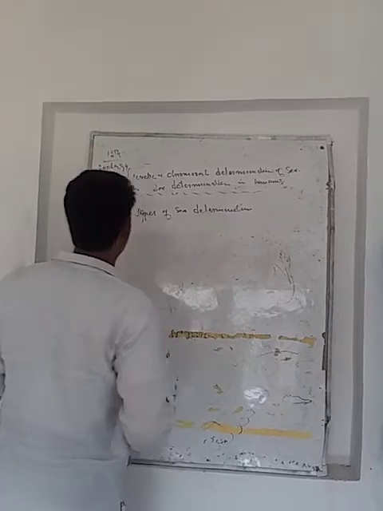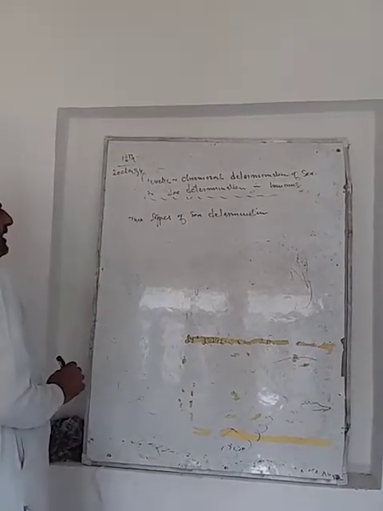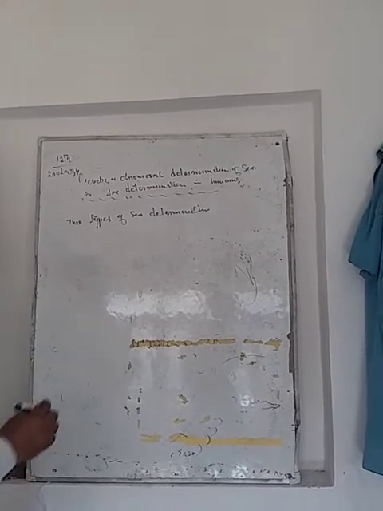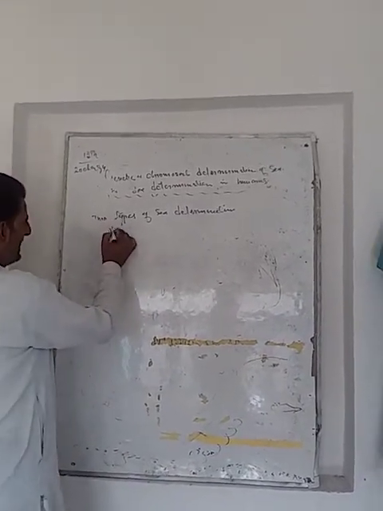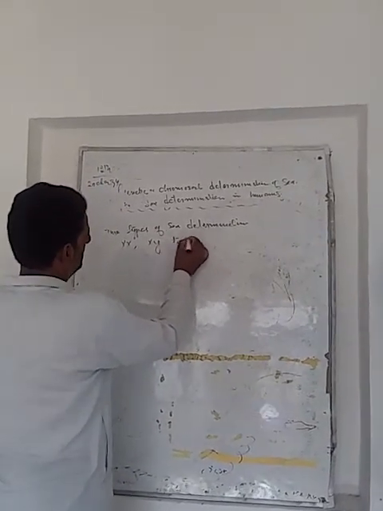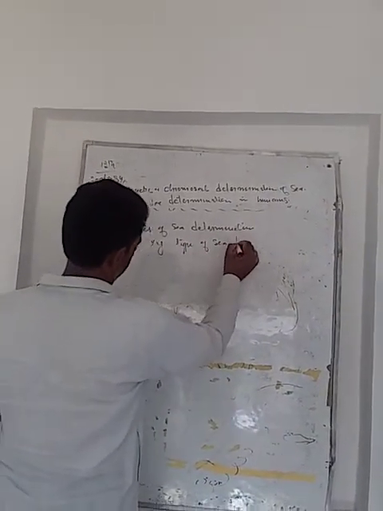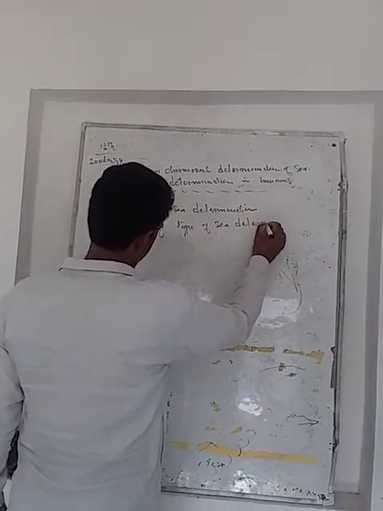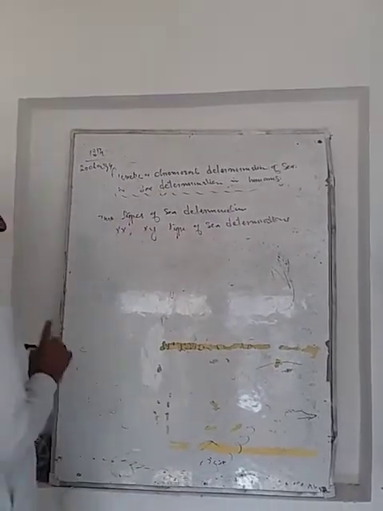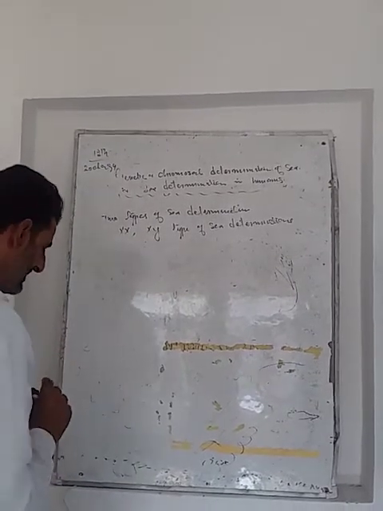That is XX and XY type of sex determination in humans. There are two types of sex determination, that is XX and XY sex determination.